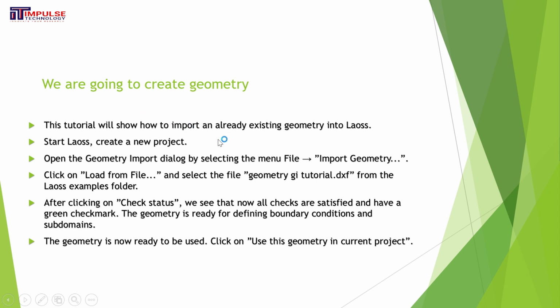Different processes are given. You can check here: start Laoss, then create a new project, and the options are given in the Laoss GUI. Then open the geometry import dialog and select the import geometry tab. After that, when you load your files, we are going to import the tutorial files, the geometry supported as .dsf from the Laoss example folder. Then you need to check your status, and once all the status checks are satisfied, you get the green check mark. After that you can provide the boundary conditions and subdomain. After fulfilling all of the conditions, you can import your geometry directly in the Laoss GUI.